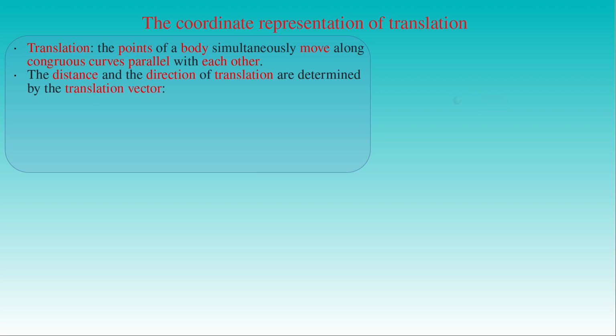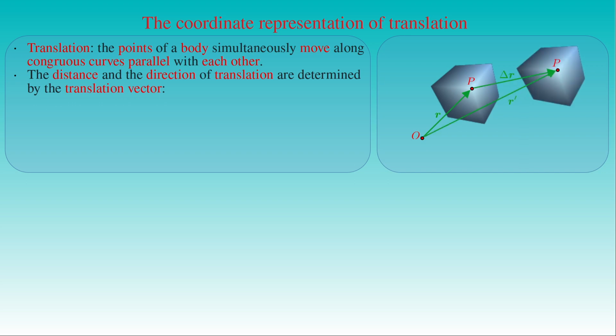If an arbitrary point P of a rigid body is described by the position vector r with respect to some reference point O, then the position vector r' of the point P after the translation of the body is given by the vector sum of the position vector r and the translation vector delta r.